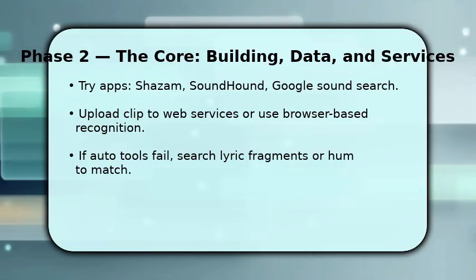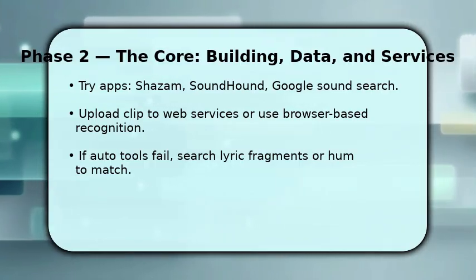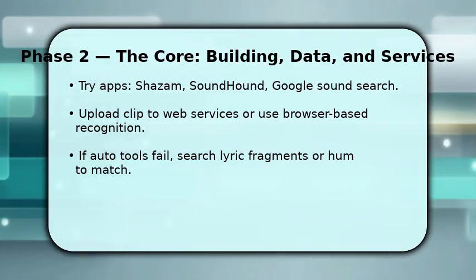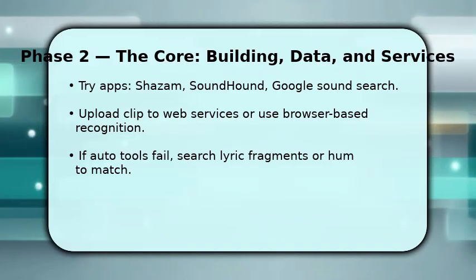If automatic matching fails, transcribe any audible lyrics and search them in quotes. Alternatively, hum or sing the melody into a service that supports melody search. This works when lyrics are missing. Keep trying different services and slightly different clips. Each uses different fingerprints, so results vary.